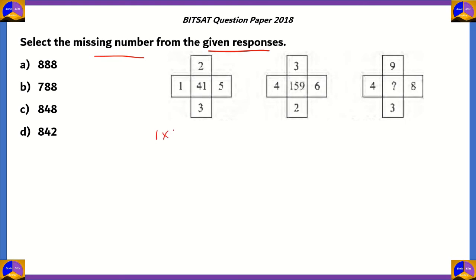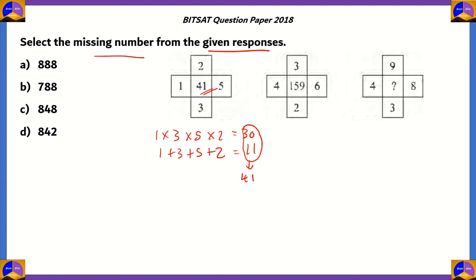So 1 into 3 into 5 into 2. 3 5s are 15. 5 2s are 30. That's no good. Addition will also be of no good because 1 plus 3 is 4, 4 plus 5 is 9, 9 plus 2 is 11. So the product of all the 4 numbers gives you 30, and the sum of all the 4 numbers gives you 11. But remember, the number inside is 41, and 30 plus 11 gives you 41.